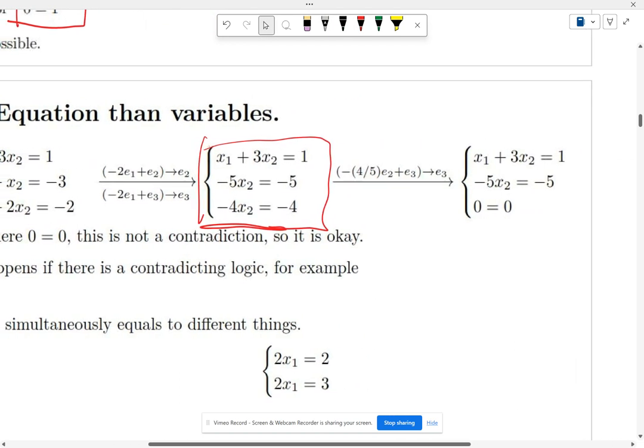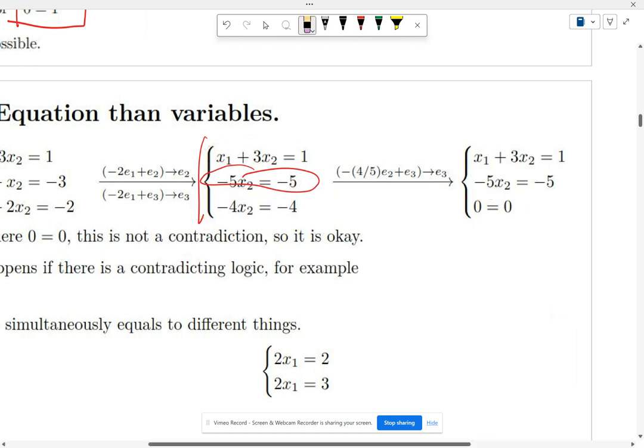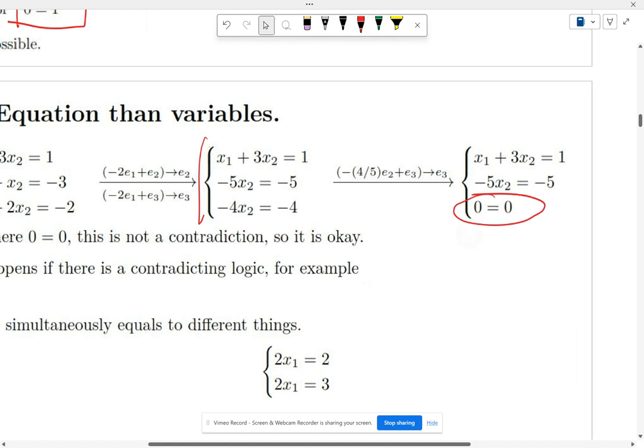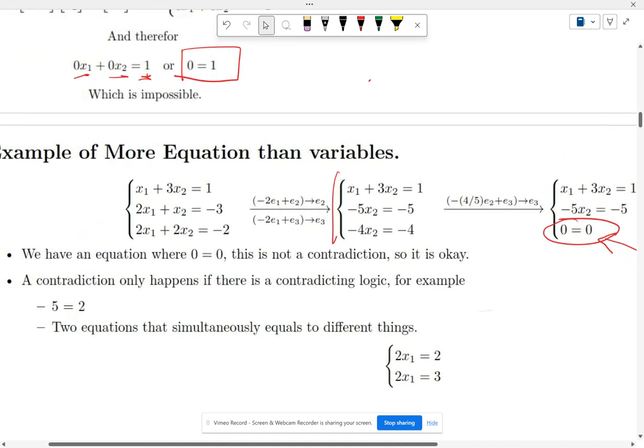At this point, I can do 4 over 5 times E2 and add that to E3. And now we get 0 equals 0. In this case, we have also reduced it to something really simple, but 0 equals 0 is not a contradiction. So it's okay.